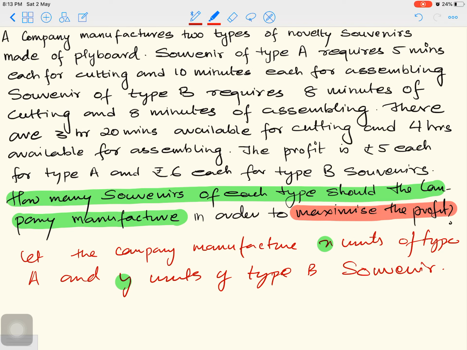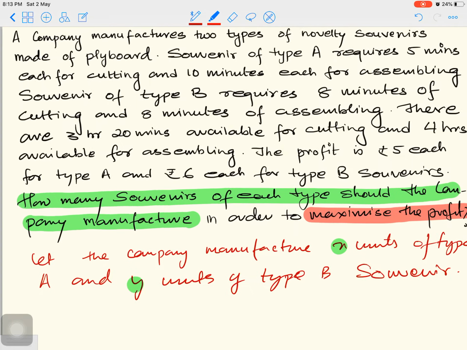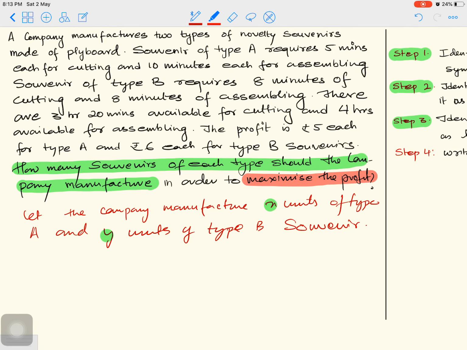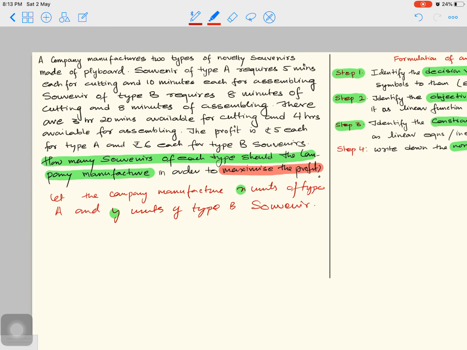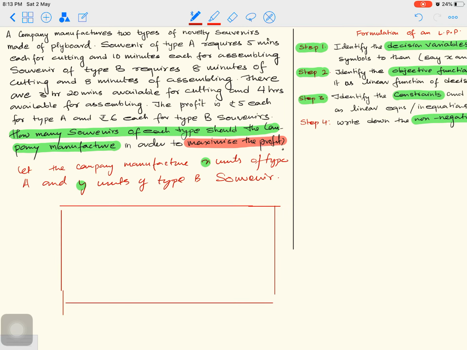Okay, so before we go to the second step, I think it will be very easy for us if we can convert this LPP, this sum, into a tabular form, if we can express it as a table. So what we will try to do is make a small table here, and then we'll try to fit all the data that's given in this question in a tabular form.